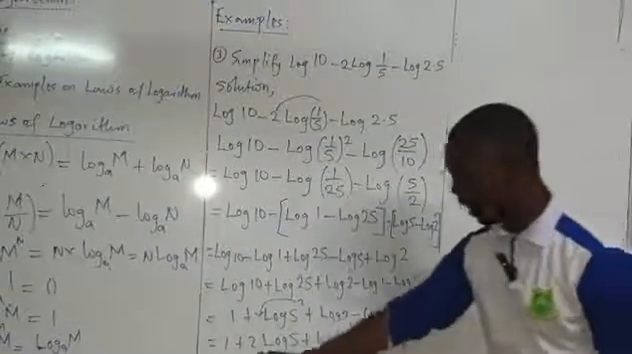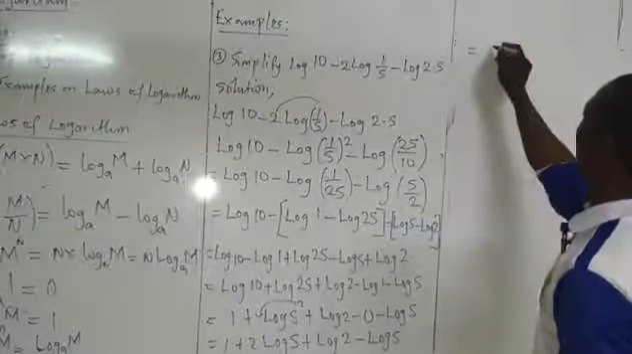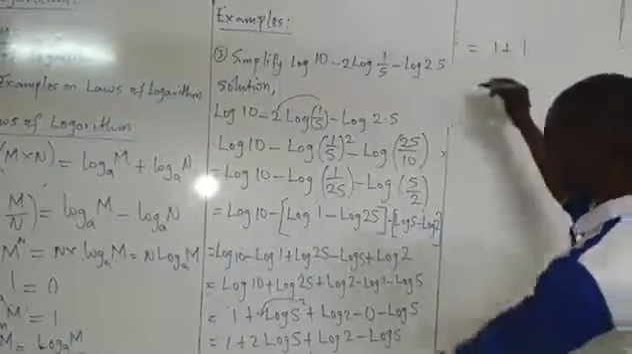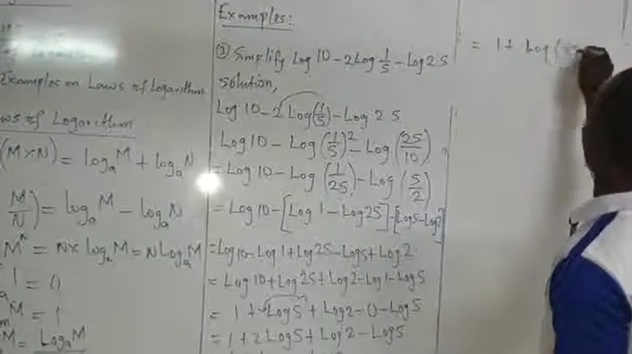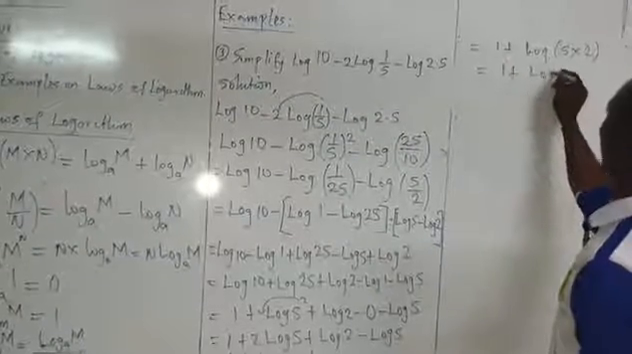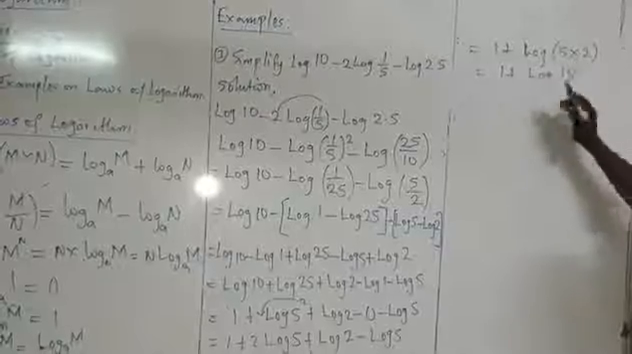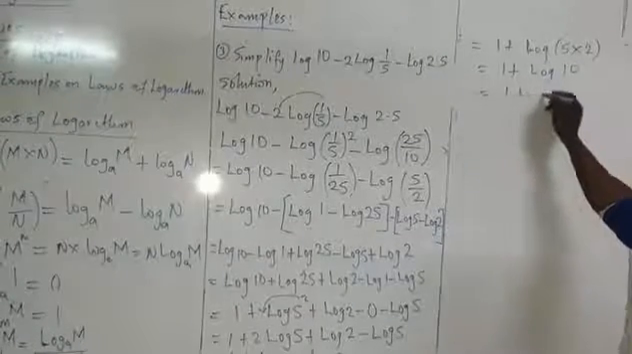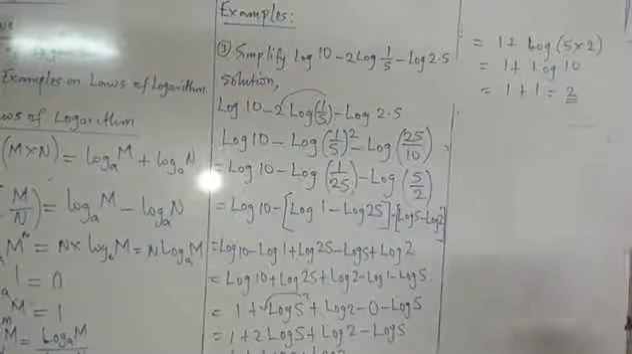So from here, we have 1 plus log 5 plus log 2, which is the same thing as 1 plus, just take log out of these two logs, into 5 times 2. So we now have 1 plus log 10. Then it's just like log 10 base 10. So which is equal to 1 plus, log 10 base 10 is 1, which is equal to 2. So the answer is 2.